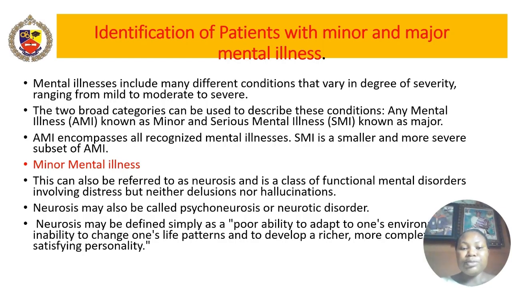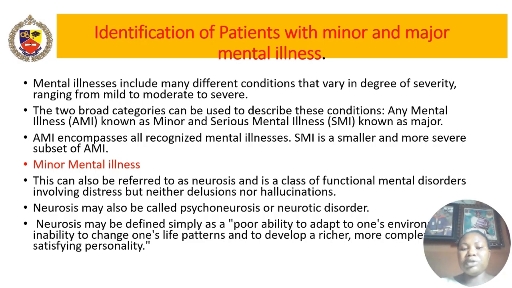As taught in class, mental illness includes many different conditions that vary in degree of severity, ranging from mild to moderate to severe. There are two broad categories that can be used to describe these conditions. We have any mental illness, which comprises both the minor mental illness and the major mental illness. We can also say minor mental illness, which does not involve loss of contact with reality. And we have serious mental illness, which can also be known as the major mental illness.